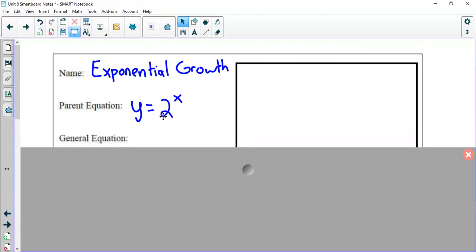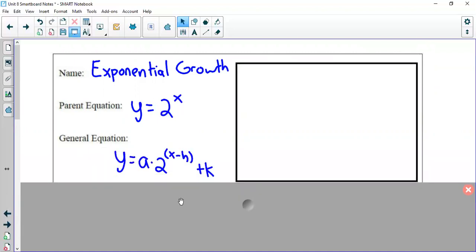This one's a little tricky because the x is in the exponent, so when we go to make our general equation, the a is still in the very front, like it should be. Now that the x is in the exponent, remember the x and the h always have to be together, so the x minus h are now both in the exponent. So the way we do that is we put that x minus h in parentheses in that exponent, and our plus k is still out there by himself, socially distancing himself.